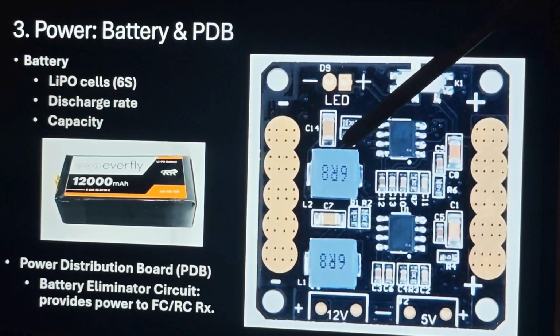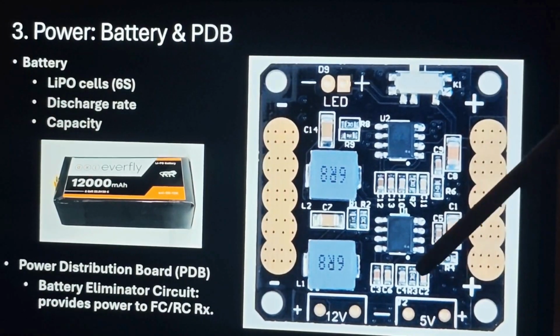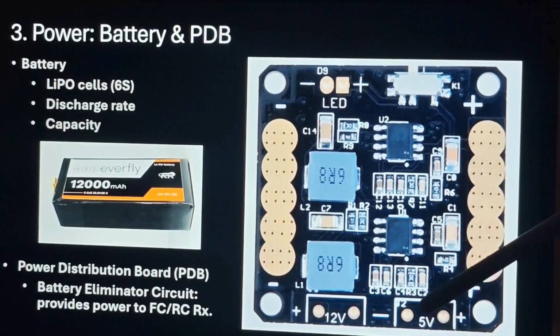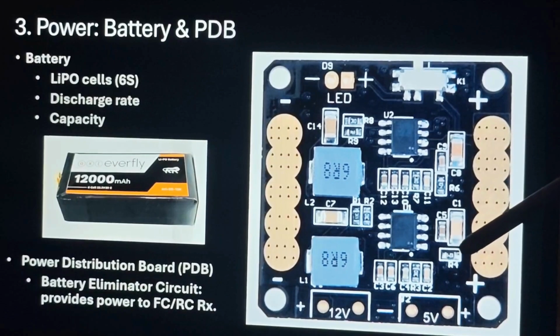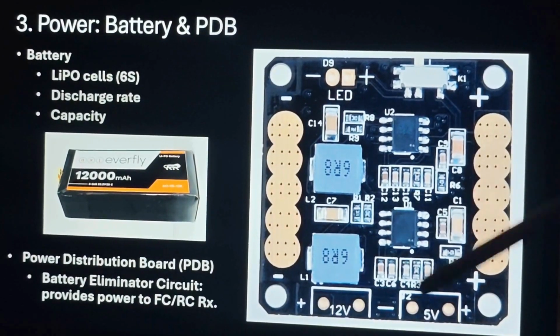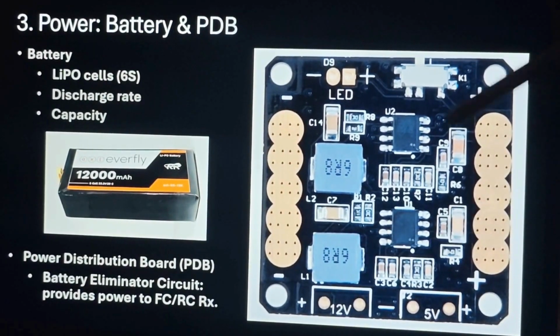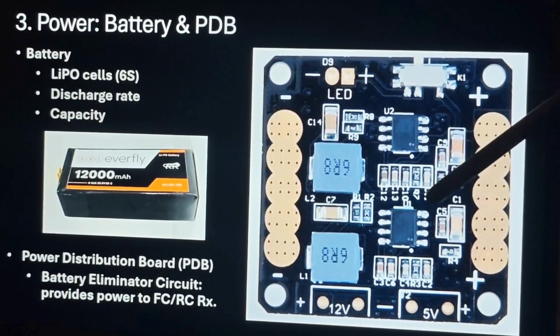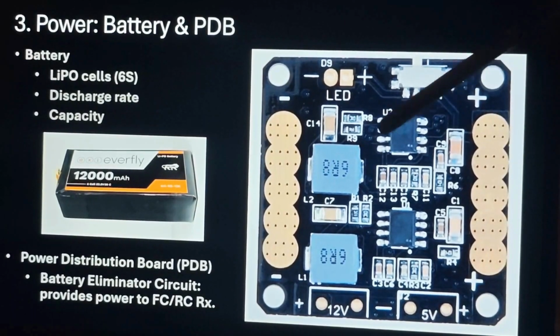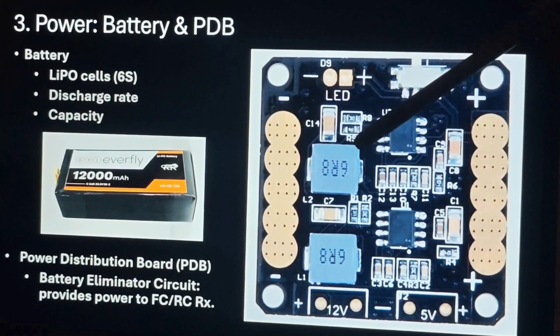essentially has a battery eliminator circuit and provides reliable power in terms of either 12 volts or 5 volts. Generally these 5 volts are used for the flight controller and the remote control receiver parts, and other parts in the drone are provided with the 12 volts. It also has different LEDs and multiple resistor and capacitor units, so that this entire board provides reliable and stable power to all the drone parts.